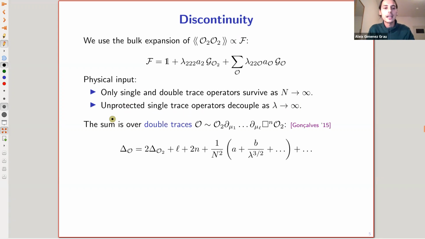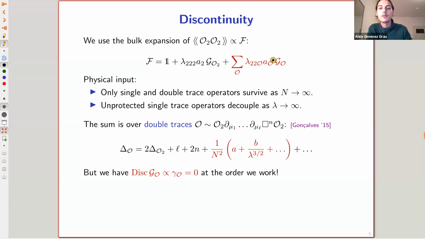So basically from this discussion, what we conclude is that this infinite sum here runs only over double trace operators. So it's just products of 20 primes where you have a bunch of derivatives in between. And these operators are very well understood. So we know the form of the anomalous dimensions. Here the observation is that when you compute the discontinuity of these blocks, the discontinuity is proportional to the anomalous dimension. But this anomalous dimension is actually subleading at the order in perturbation theory that we work. So basically the discontinuity is 0.